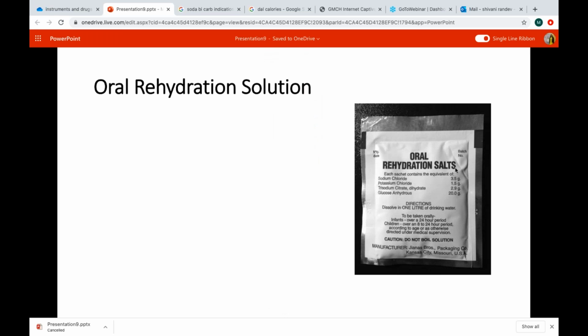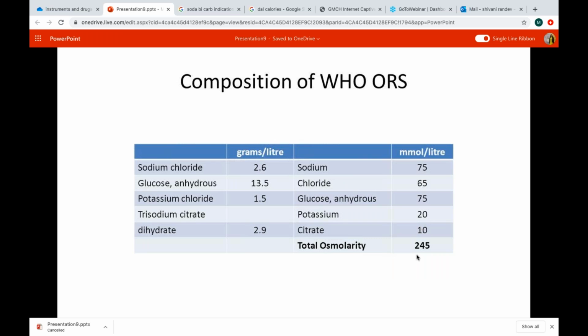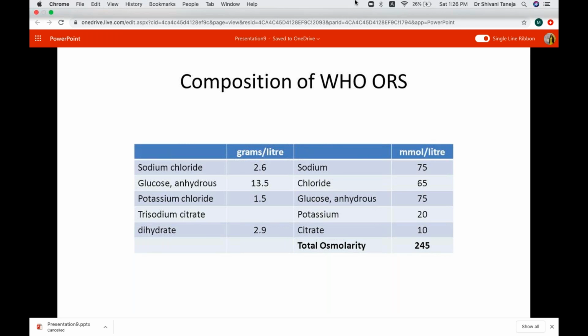Then we come to ORS. ORS is very important. You have to know the composition. This is the WHO ORS. Sodium chloride is 3.5 grams, potassium chloride is 1.5 grams, trisodium citrate 2.9 grams, and glucose 20 grams. What is the total osmolarity? It is around 245 milliosmoles: 75 millimoles per liter of sodium, 65 of chloride, glucose 75, potassium 20, and citrate 10. So you learn the composition.